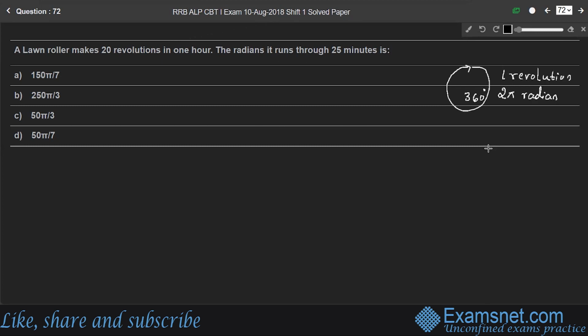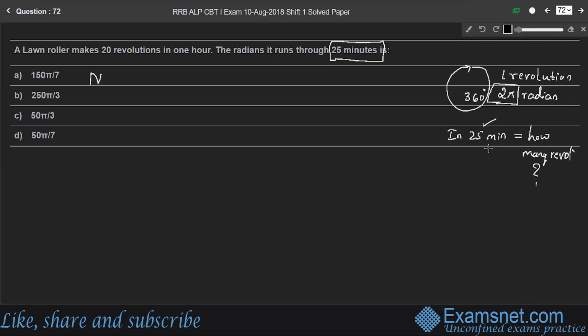So in 25 minutes, how many revolutions are made? Therefore, for one revolution, if the angle made is 2 pi radian, then for these many revolutions in 25 minutes, what is the angle made by the roller? That we need to consider. So let us consider the number of revolutions in 1 minute first. Later we can go for 25 minutes.